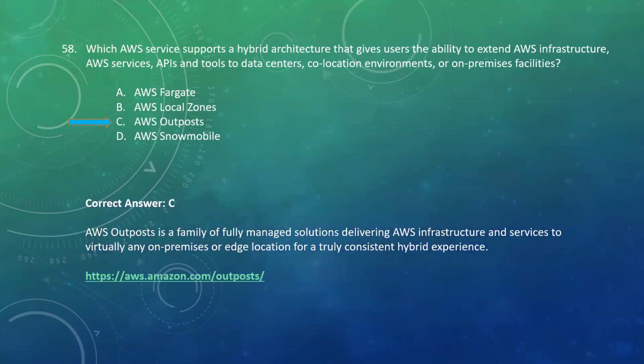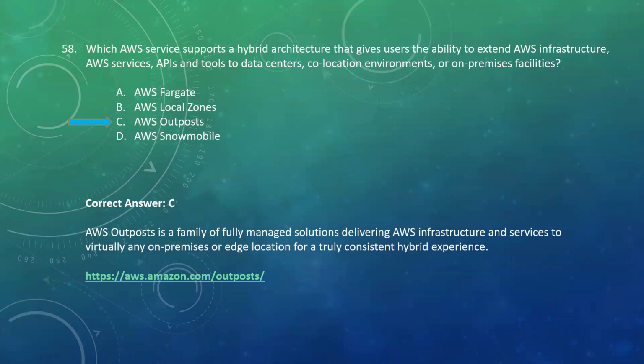So the correct answer is option C, AWS Outposts. AWS Outposts is a family of fully managed solutions delivering AWS infrastructure and services to virtually any on-premise or edge location for a truly consistent hybrid experience. With AWS Outposts, you can run some AWS services locally and connect to a broad range of services available in the local AWS region.